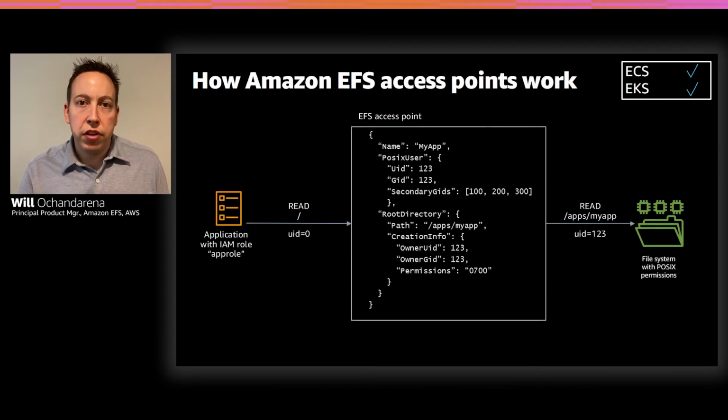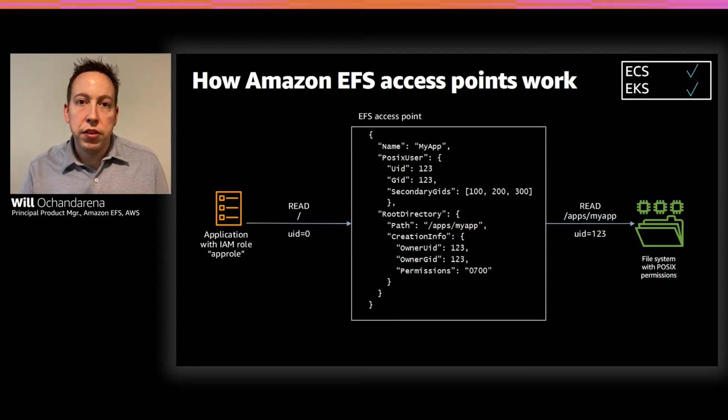Now, just graphically how this works, you connect your application to your file system through this access point, and then all of the operations that that application is performing get rewritten to the identity of the access point. Or if it tries to read from what the application thinks is the root directory or slash, it gets remapped to that of the access point.